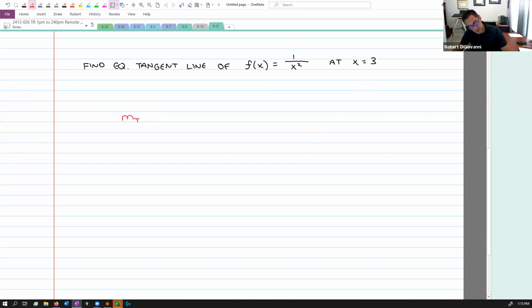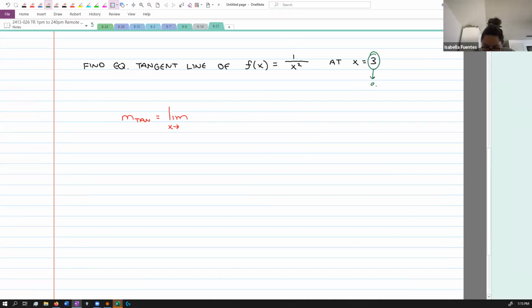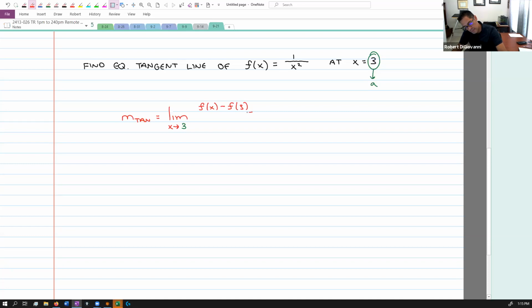So to find the slope of the tangent line, I'm going to do the limit as x approaches what? So what's A for us in this problem? 3. So the A is the 3. So we're going to be approaching 3. And then we're going to be doing f of x minus f of A, which is f of 3, all over x minus A, but A is 3. So you know what I'll do is I'll replace the A with the green 3.